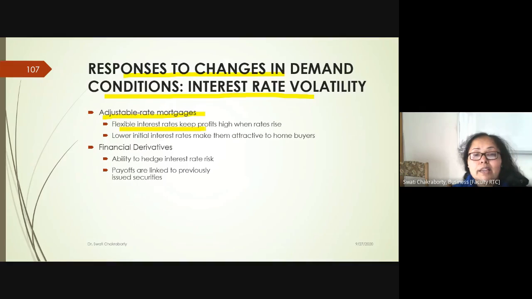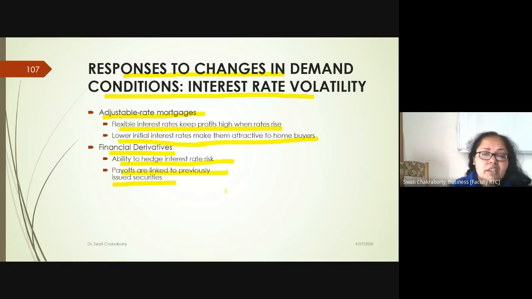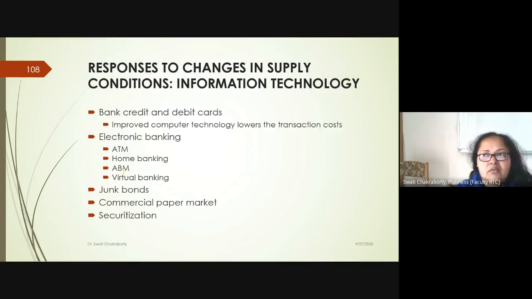Responses to changes in demand conditions, that is interest rate volatility: adjustable rate mortgages, where we have flexible interest rates, which keep the interest profits high when rates are high. Lower initial interest rates make them attractive to home buyers. When the initial interest rate is low, households are more likely to buy. Financial derivatives: you have the ability to hedge interest rate risk, and payoffs are linked to previously issued securities. The payoffs are totally decided based on those securities already issued.